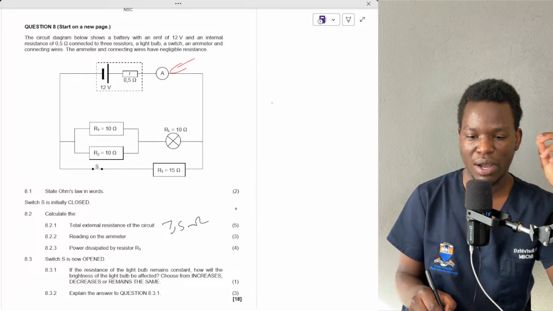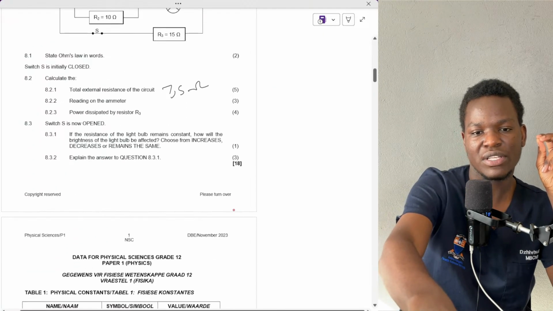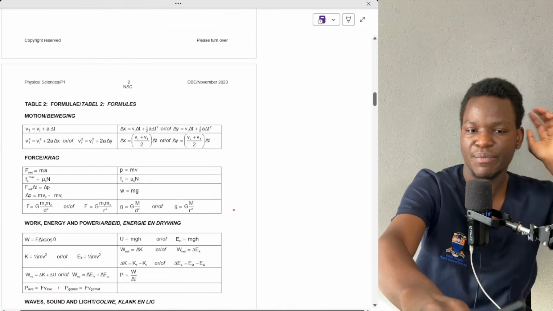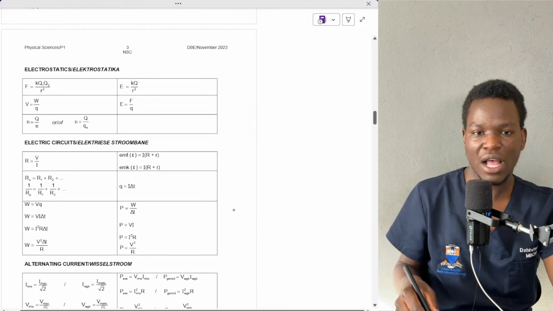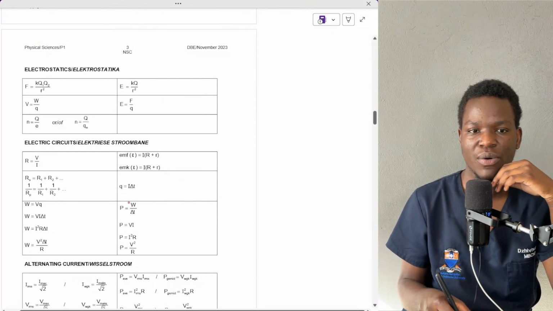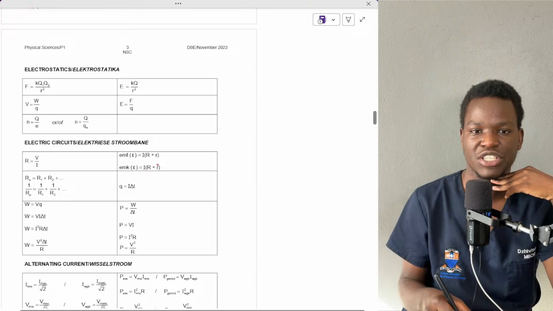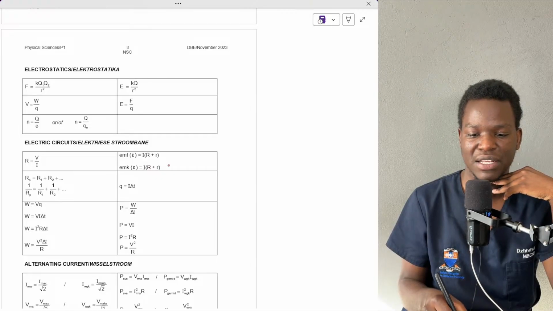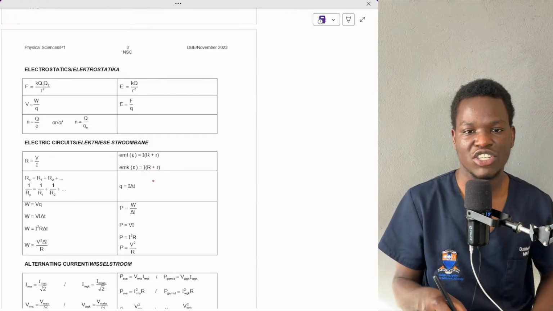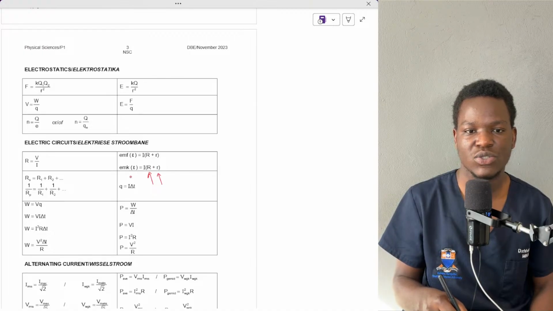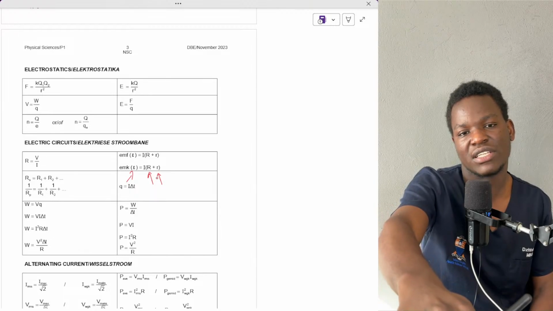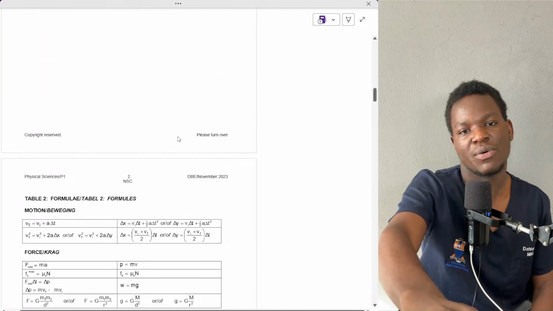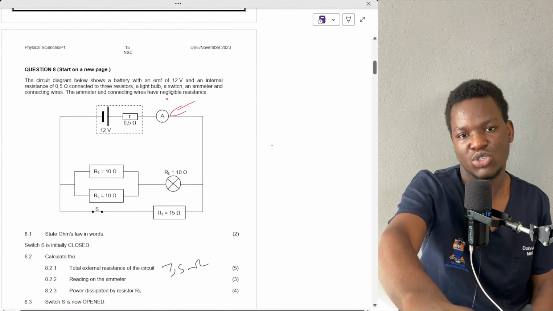So what is our main formula? That's why I always keep the formula sheet down here, so that we always know which equation we are going to use. Now this is the big equation, which is EMF equals I(R plus r). In this big equation, the external resistance we calculated, the internal resistance we have, and the EMF we have. That means we are left with the current, which they want us to calculate, so now you just substitute.